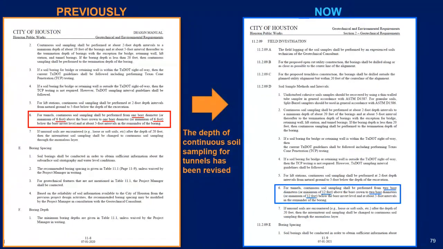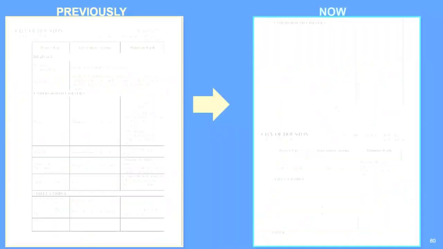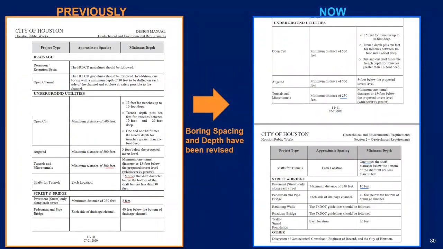We revised the depth of continuous sampling for tunnels. We increased the continuous sampling for tunnels from 1 bore diameter to 2, and from a minimum of 6 feet to 12 feet above the crown and below the invert depth of the tunnel zone. This gives us more information on soil in the tunnel zone, and that's good for the contractors too.